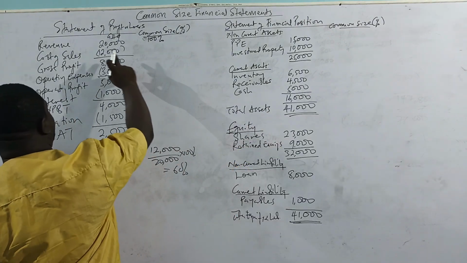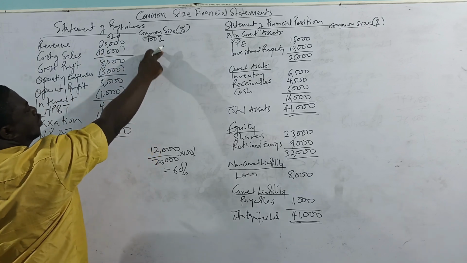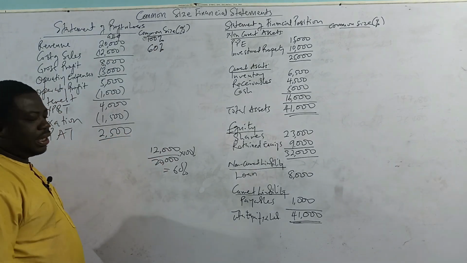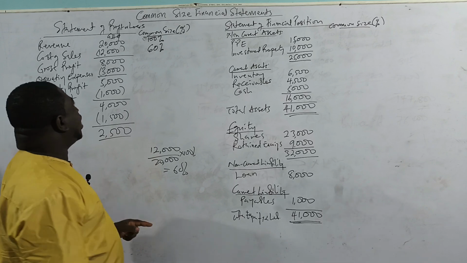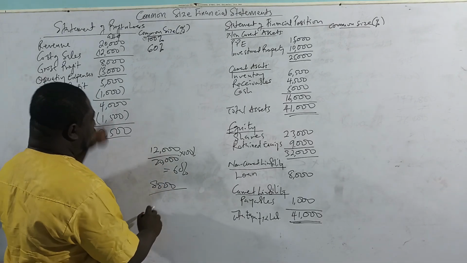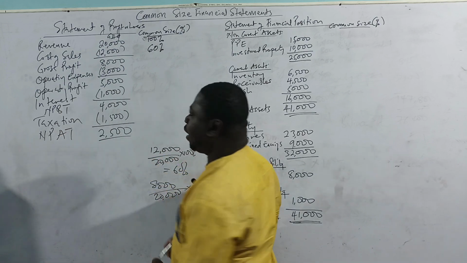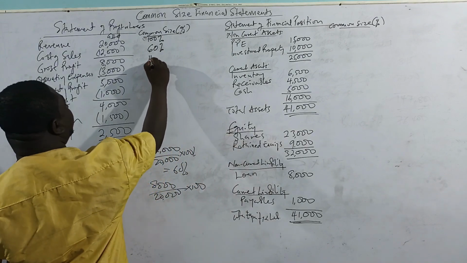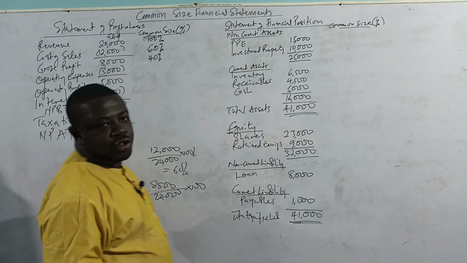And so you come here on the line of cost of sales, just in front of the cost of sales, under the common size, you put 60%. That is what you do. When it comes to gross profit, you pick your calculator, you punch 8,000 over the same 20,000 times 100. So 8,000 over 20,000 times 100 is going to give us 40%. So you put 40% in front of the gross profit.